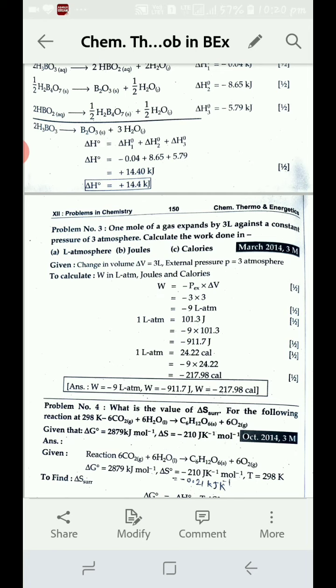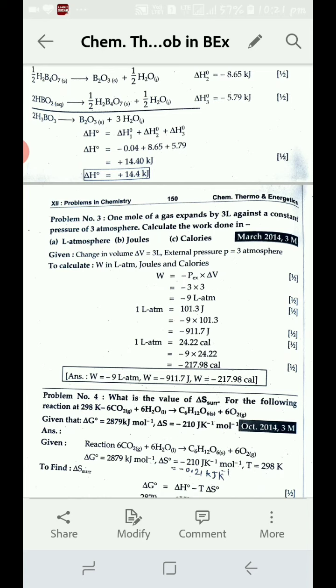Okay, so here we convert minus 210 joule per Kelvin per mole into kilojoule per Kelvin per mole. So multiply your value by 10 raised to minus 3. So your answer becomes delta S0 is equal to minus 0.21 kilojoule per mole per Kelvin. So what is the formula? Delta G0 is equal to delta H0 minus T delta S0.